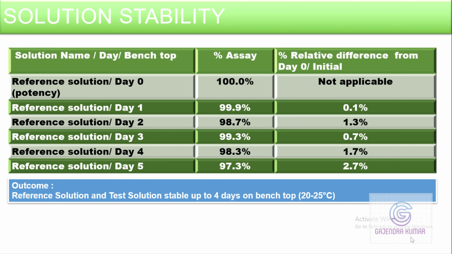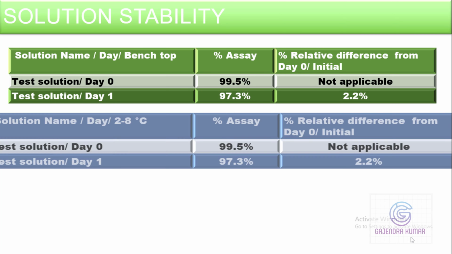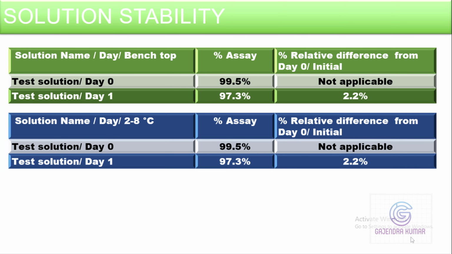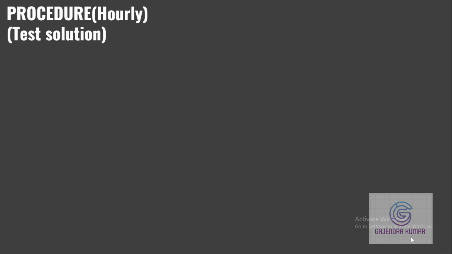Let us see another set of results. Here on day 1, the results did not meet the acceptance criteria on bench top. In refrigerator also, on day 1, results did not meet the acceptance criteria. So what to do? If the solution stability results did not meet the acceptance criteria on day 1, you need to establish the solution stability on an hourly basis. You need to follow the same procedure as day wise, but you need to establish it on an hourly basis.